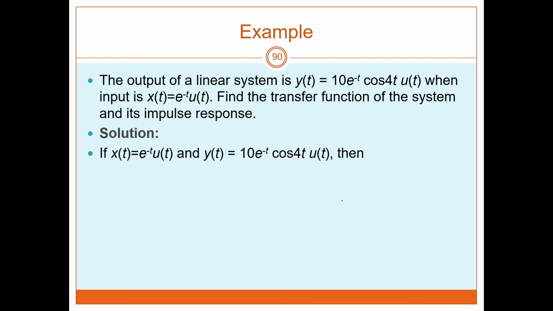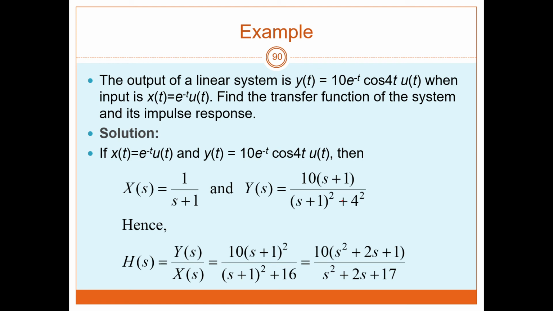Okay, so another example is Yt equivalent to 10e^-t cos 4t ut. That means this is a causal system. The input is e^-t ut, also causal. So find the transfer function Hs of the system and its impulse response. So we just substitute the e^-t into the frequency domain, and then the 10e^-t cos 4t ut. So how do we know cos 4t ut?